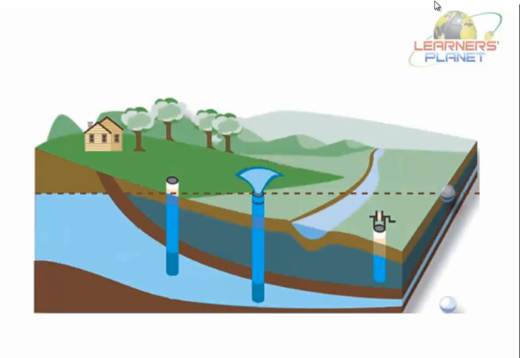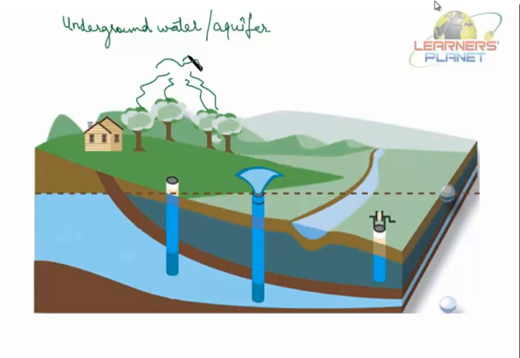Let us see. Yes, this is a beautiful diagrammatic representation of underground water or aquifer, right? Now here you can see some layers. Now this is showing that from trees there is the evaporation process taking place. So this evaporation process taking place in plants and trees is called transpiration, right? And here you can see the stream.